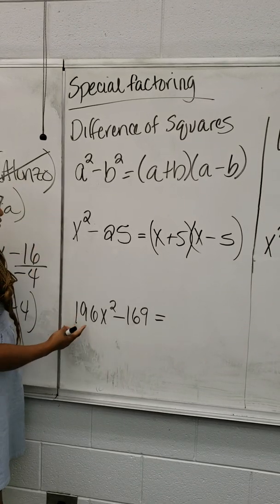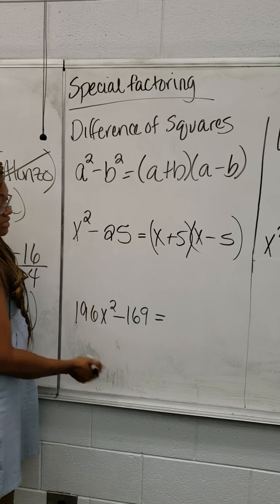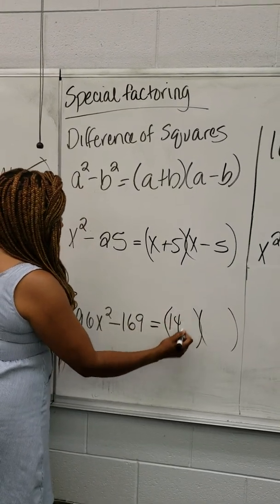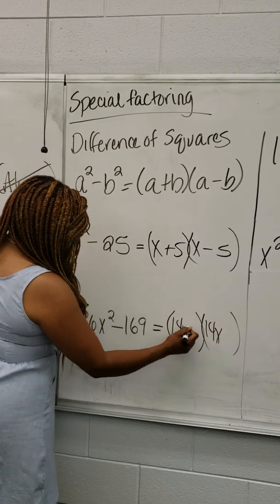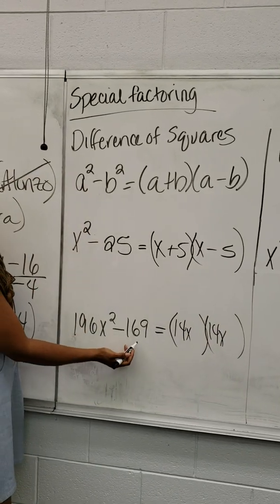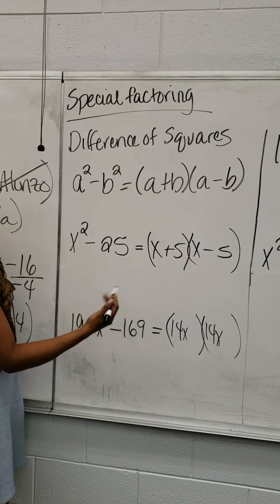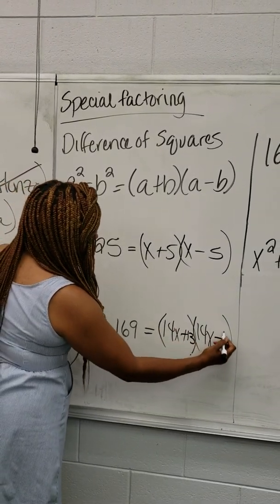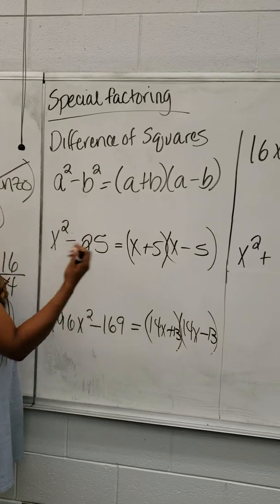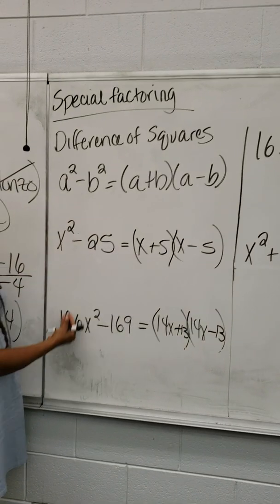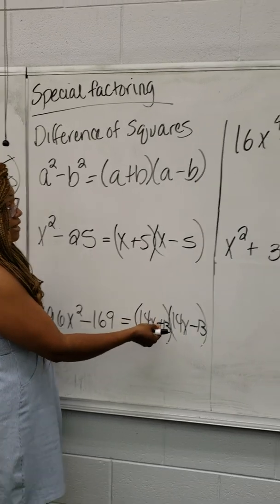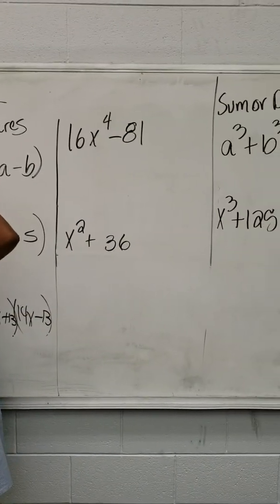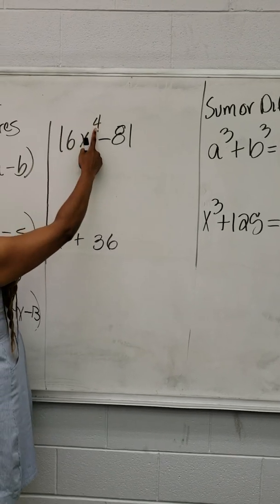So in that long list, I gave you 196. Is 196 a perfectly squared number? Yes, for who? 14. Is 169 a perfectly square number? Yes, it is for who? 13. So this should be plus 13 and this should be minus 13. A difference of squares is just literally you're looking for that perfectly square number and separating them by the plus and the minus. Okay, so if I go higher up, this is still a difference of squares.